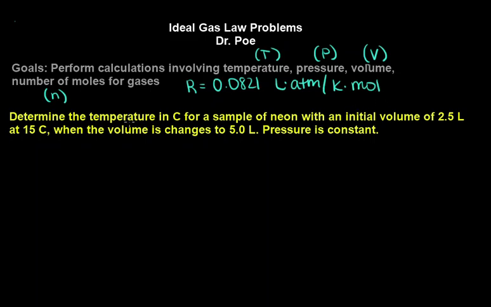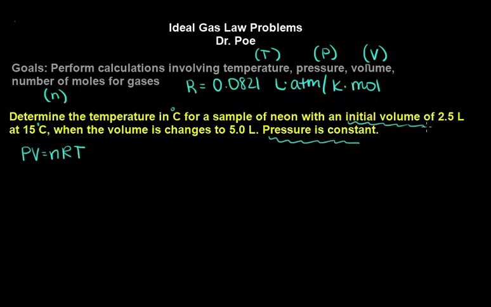That's a given. Okay, so the question right now is determine the temperature in degrees Celsius for a sample of neon with an initial volume of 2.5 liters at 15 degrees Celsius when the volume is changed to 5.0 liters and pressure is constant. Okay, so we know the equation is PV equals nRT, but if we're really looking at this, pressure is constant means that the pressure is not changing.